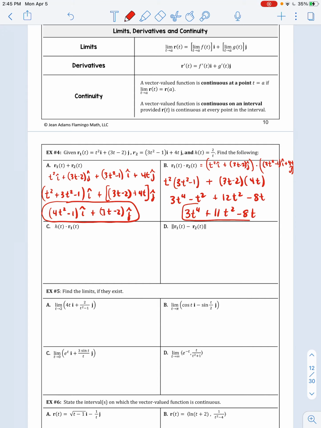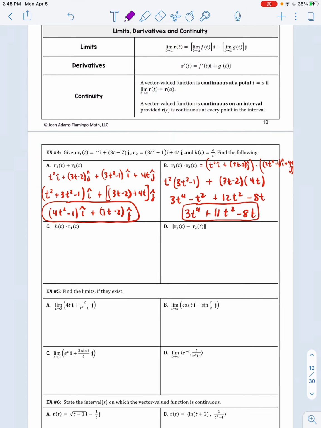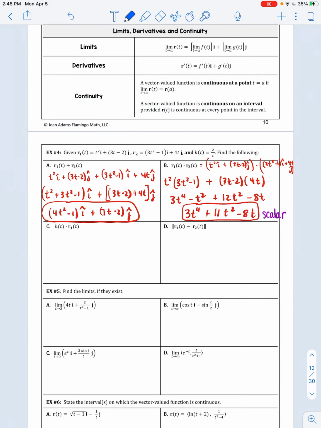This would be your final answer, and this is in terms of a scalar. So I do want you to remember that this is dot product multiplication that would give you a scalar. Okay? I'm going to change my color.